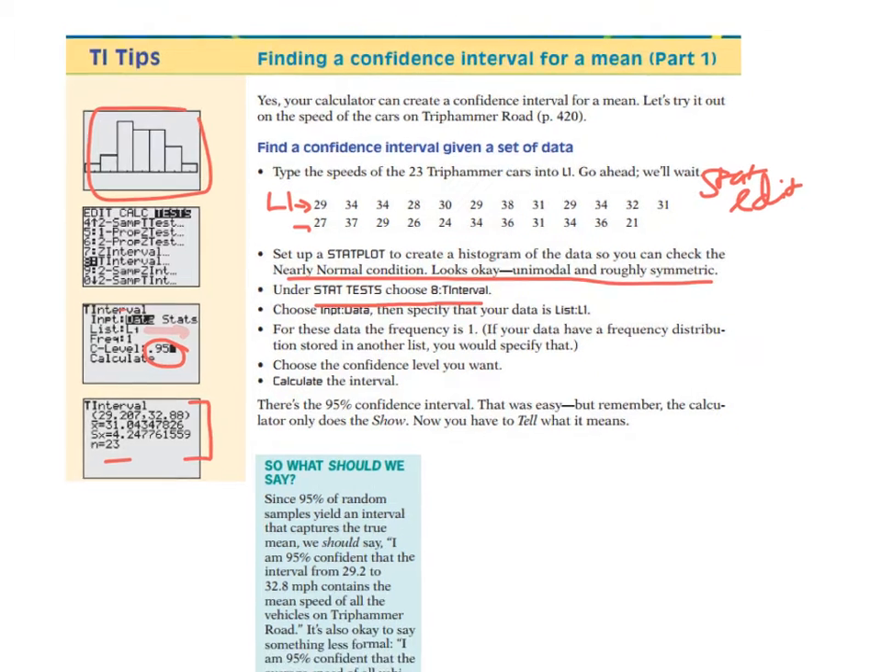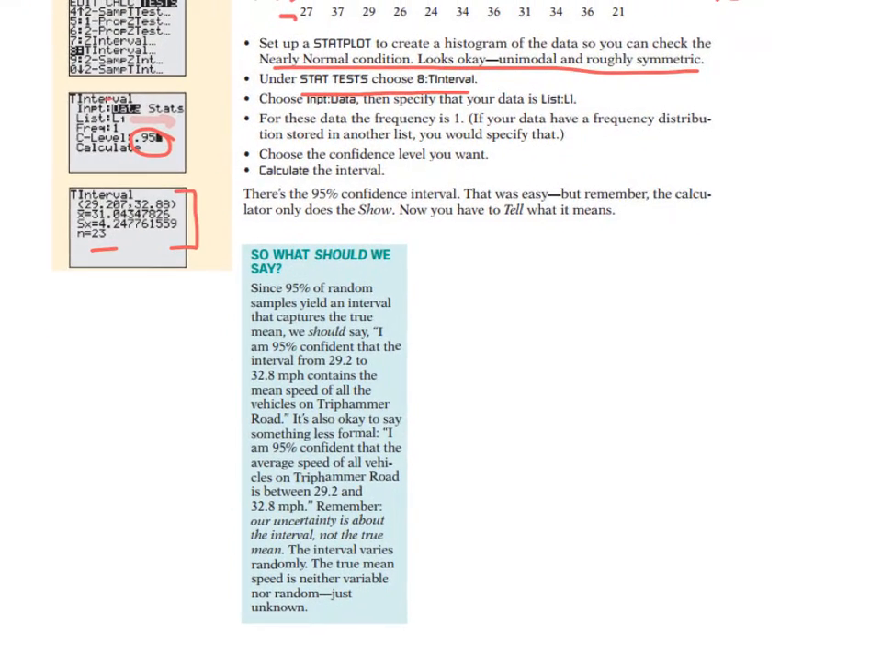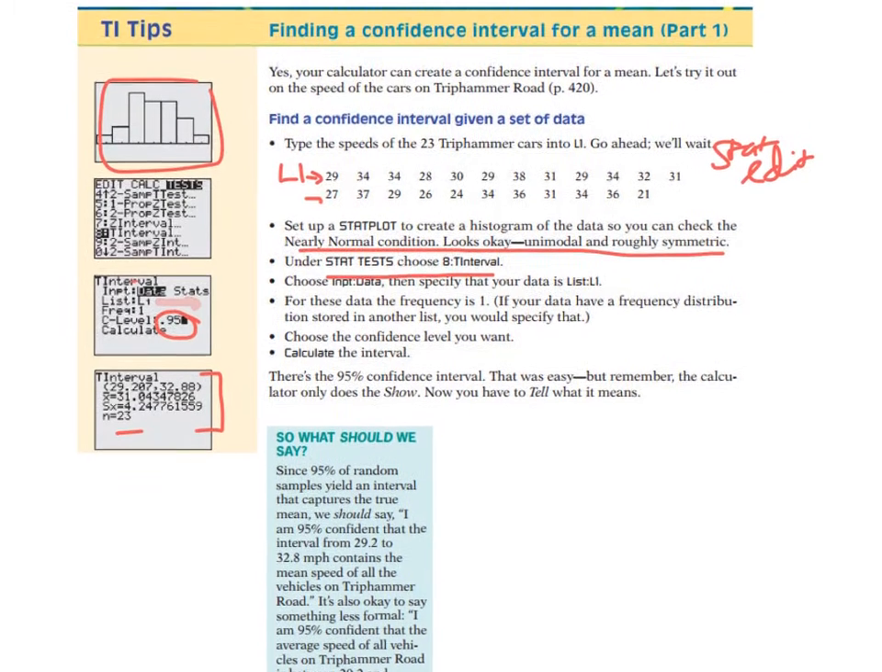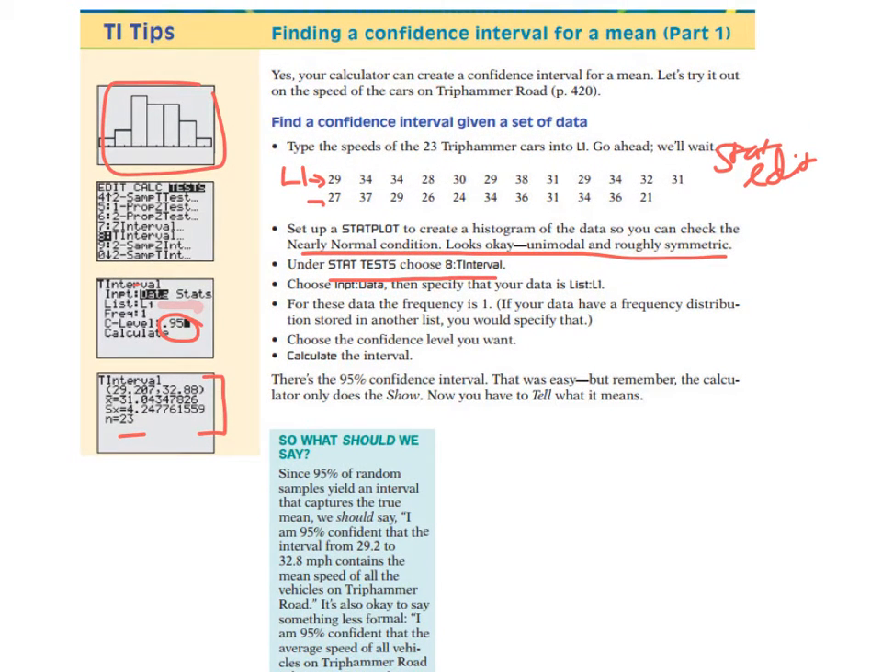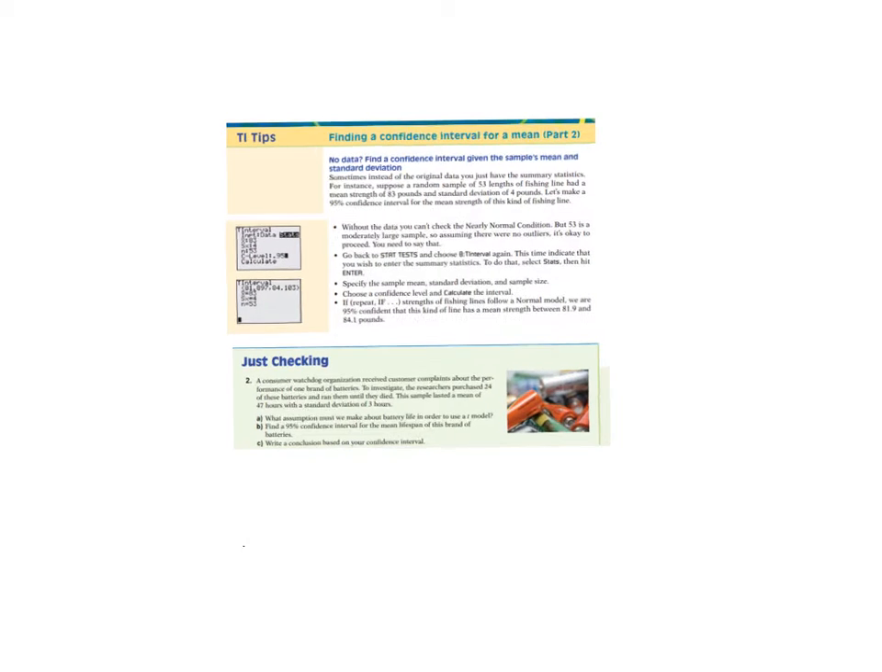I like their little heads up about what we should say. We're used to this, so just make sure you recognize you're saying 95% confident because you're not 100% confident. This data, if you somehow erased it, that's the data you need in L1. All right, a little bit more calculator stuff here.